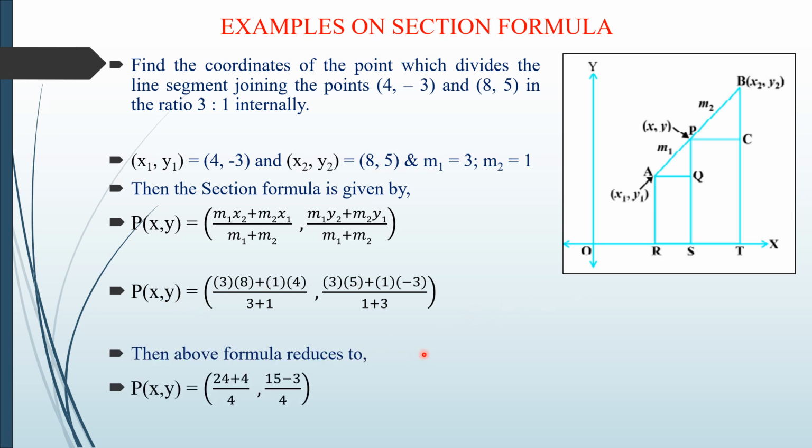When we try to simplify this, P(x, y) is going to come something like this. That is 8 into 3 is 24 plus 4 into 1 is 4, 3 plus 1 is 4, 5 into 3 is 15, minus 3 into 1 is minus 3, divided by 4. Therefore, the coordinate of point P which divides the straight line connecting these two points internally in the ratio 3 is to 1 is nothing but (7, 3). Meaning its x coordinate is 7, y coordinate is 3.